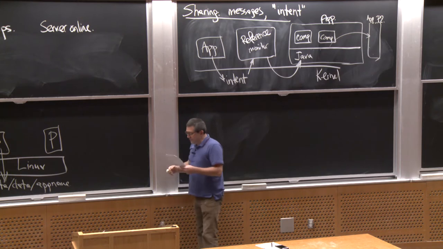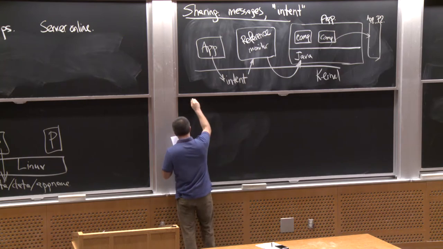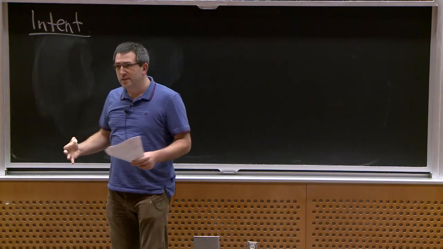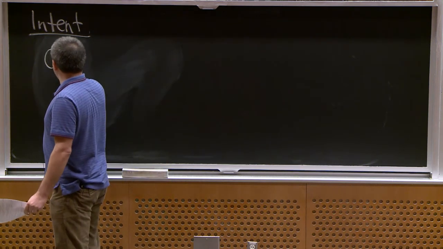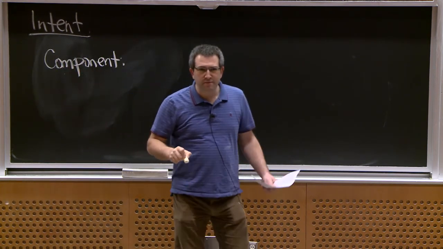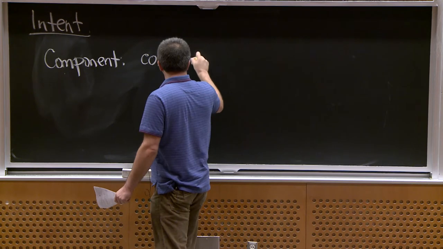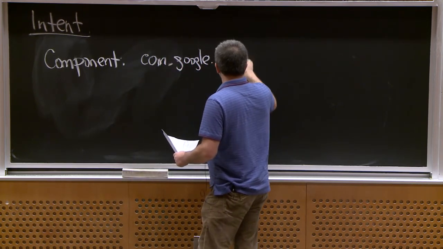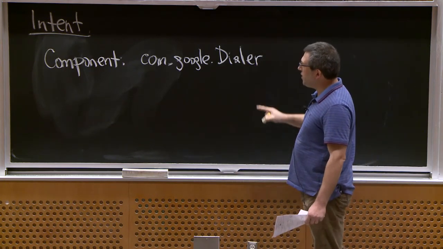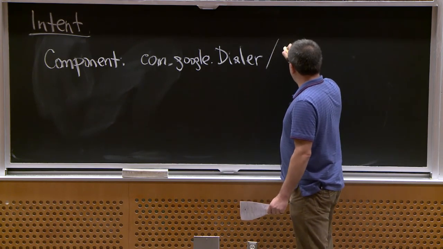Okay, so let's look at what these intents look like internally to understand what the reference monitor has to deal with. So an intent, roughly, you can think of it as having 3 interesting fields. One is you can actually name the component where you want to send the intent. So in Android, all the apps have names. In Java style, you can imagine it's like com.google, I don't know, dialer is maybe the dialing application on your phone. And that's the name of your application where you might want to send an intent. And then you do slash, I don't know, some component name.